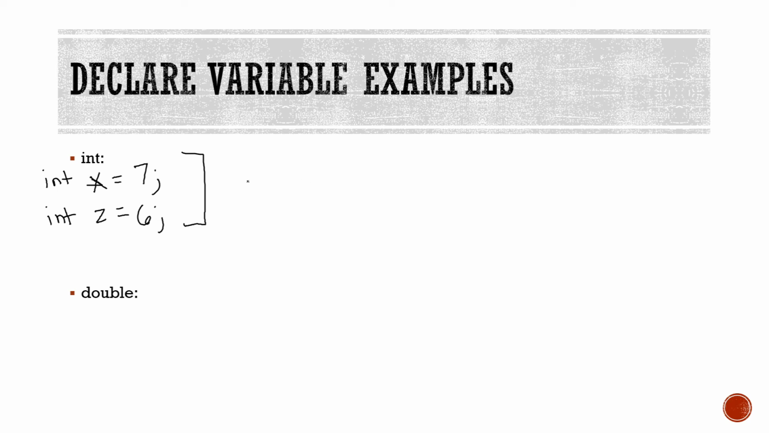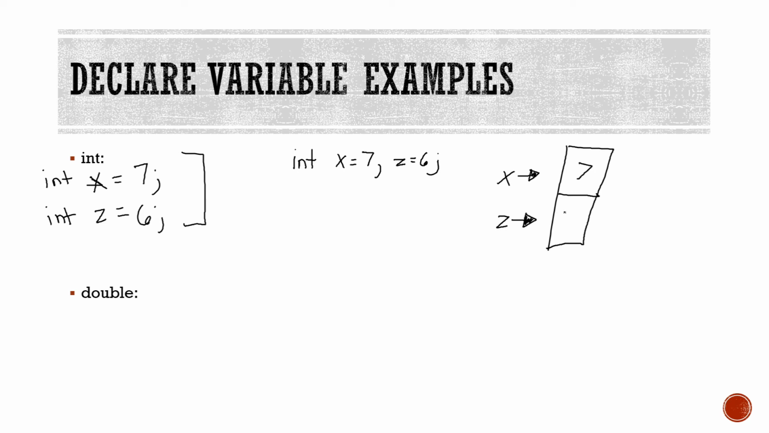But there's another way that we can declare it. We don't have to declare these separately. What we can do is have int x equals 7, and have a comma, z equals 6. So we are making enough space. Let's say this is our memory, right? Let's say this first box over here is x, and this box right here is z. So the value of 7 will be stored in x, and the value of 6 will be stored in z.